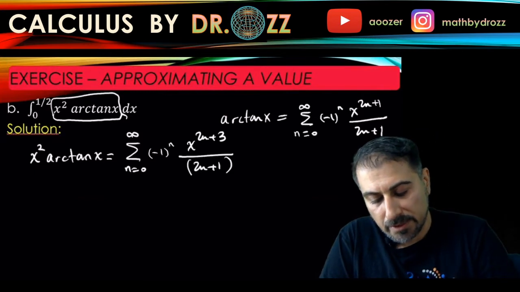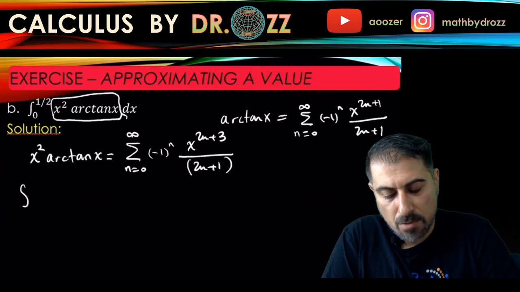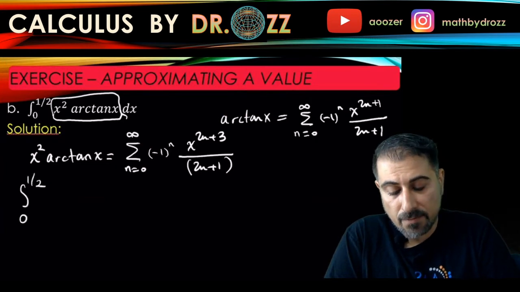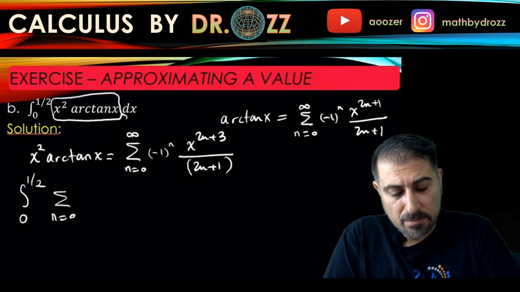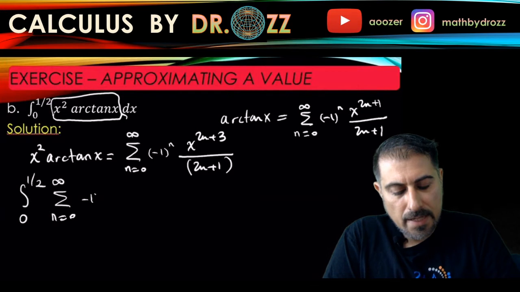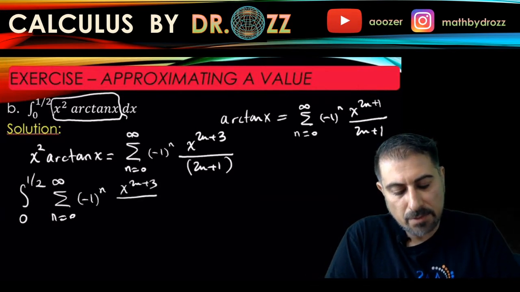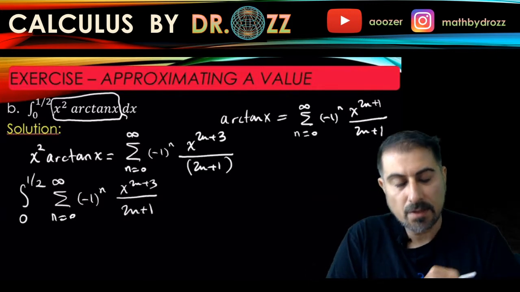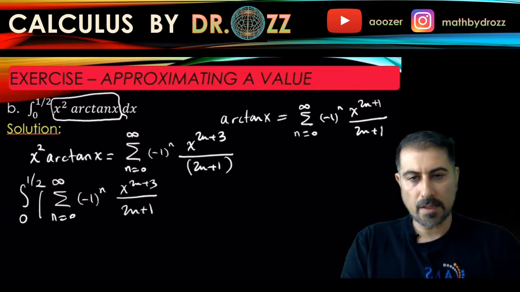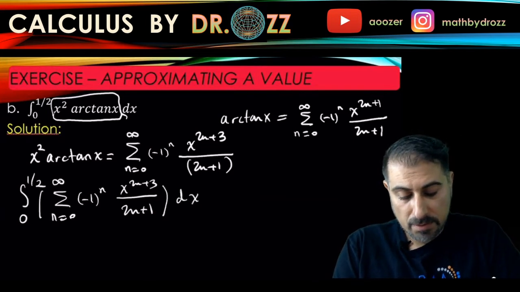Okay, so here we go. Integral from 0 to 1/2, the summation minus 1 to the n, x to the 2n plus 3 divided by 2n plus 1. Let's put everything in parentheses and integrate term by term. Okay, so let's see what we get.